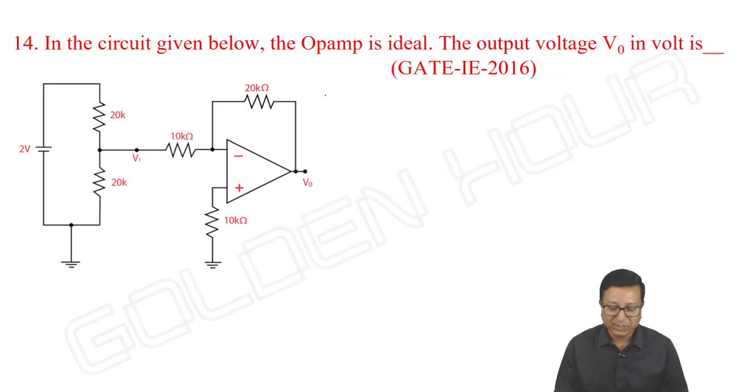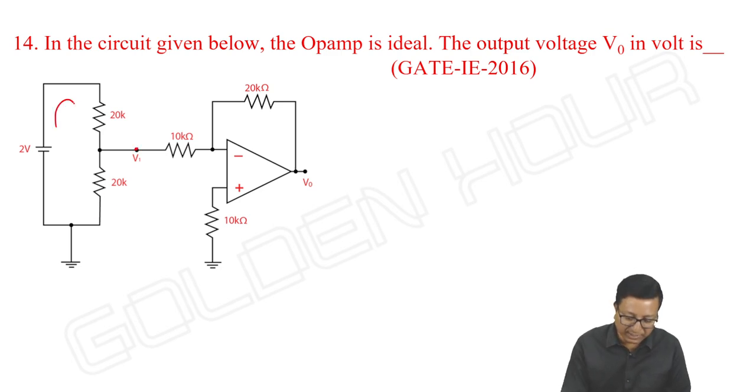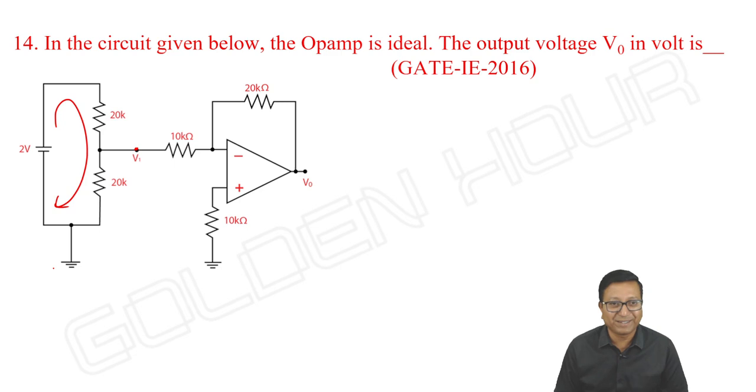Now look at this question. In the circuit given below, the op amp is ideal. The output voltage V0 in volts is, what is the output voltage? Okay. So first point is we should find V1. People generally think like entire current is flowing like this, which is absolutely wrong. Here also some current is flowing now.